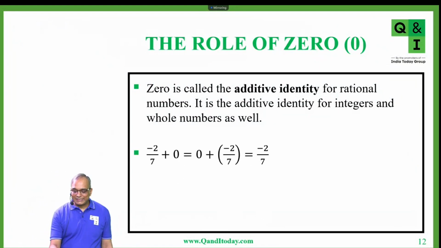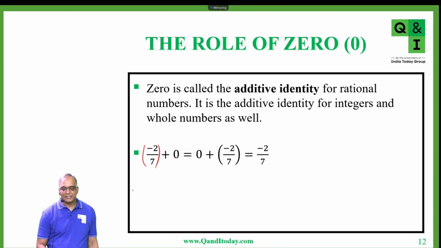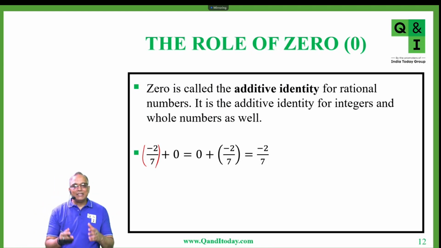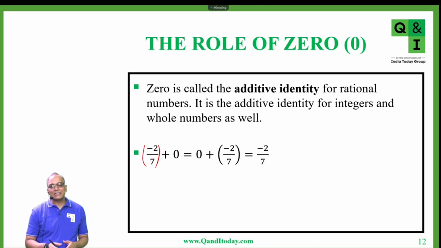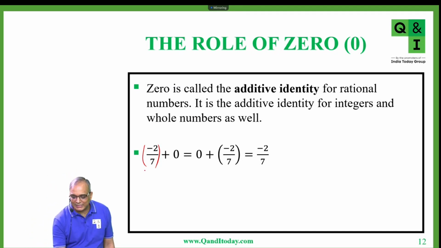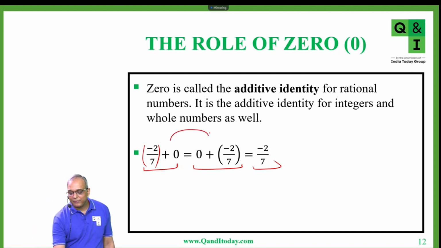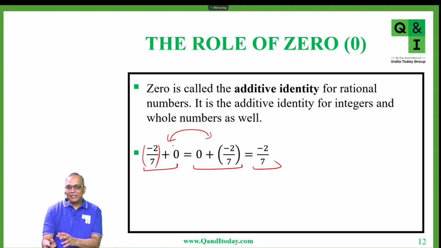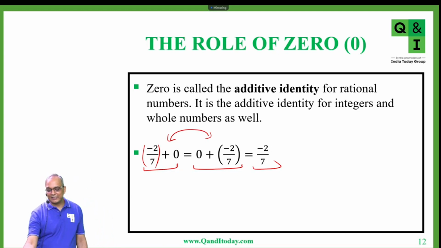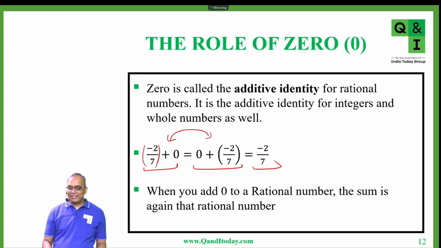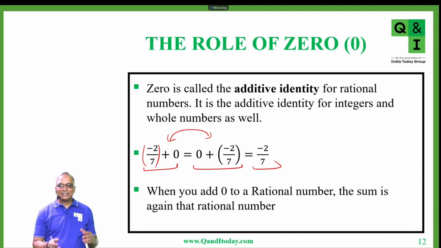So for example, let's say we have taken minus 2 by 7 as a rational number. If we add 0 to it, minus 2 by 7 plus 0 is equal to 0 plus minus 2 by 7, which gives you minus 2 by 7 only. Clear? So here, we have also seen the commutative property and the use of the additive identity. When you add 0 to a rational number, the sum is again the same rational number.